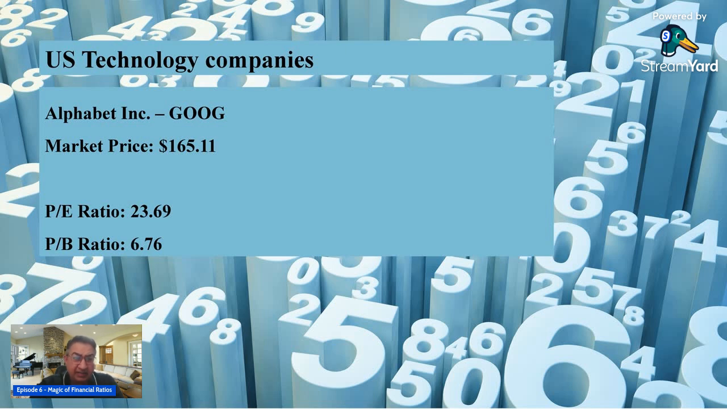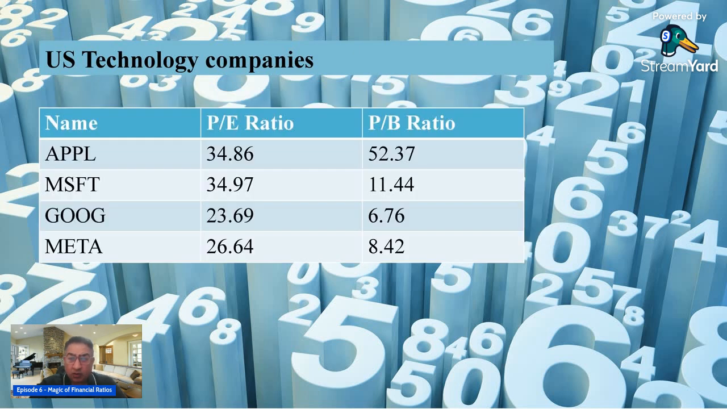Anyway, let's look at the last company, which is Meta Platforms, parent company of Facebook. As of this recording, it has a market price of 521.31, resulting in a PE ratio of 26.64 and a PB ratio of 8.42. Again, it's very similar, while slightly higher than Google, but in the same range. Now let us put them together and see what we see. Again, Apple, Microsoft, Google, and Meta.